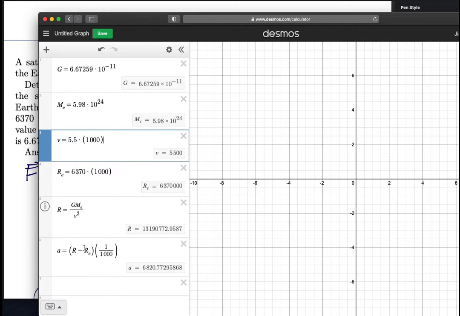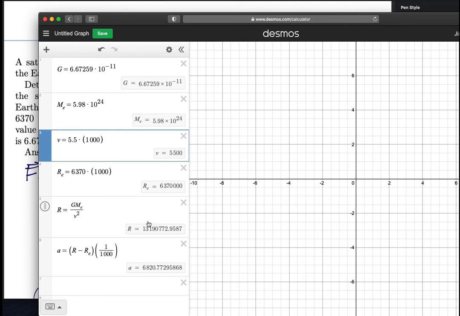Then I subtracted from our orbital radius the radius of the Earth. And then I multiplied by the number of kilometers in a meter, which is 1 divided by 1,000. So remember, this set of parentheses would be meters, and meters is in the denominator. I wanted them to cancel, so I'm left with kilometers on top. And the right answer is 6820.77295. You can type them all in there if you want.